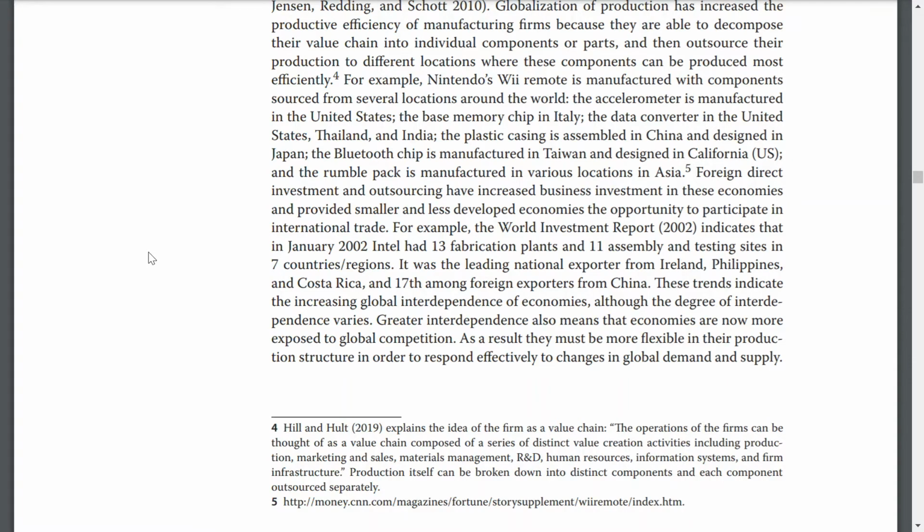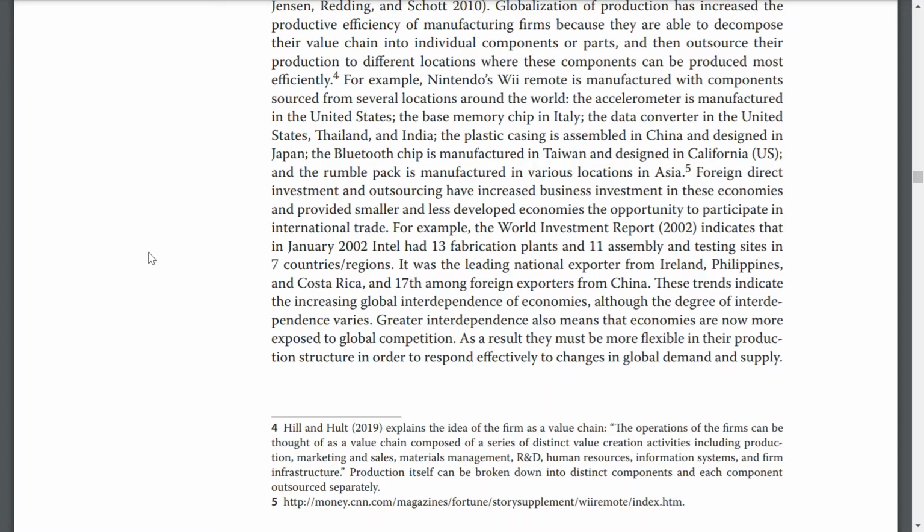For example, the World Investment Report indicates that in January 2002, Intel had 13 fabrication plants and 11 assembly testing sites in 7 countries and regions. It was a leading exporter in Ireland, the Philippines, Costa Rica, and the 17th largest foreign exporter to China. These trends indicate an increasing global interdependence of economies.